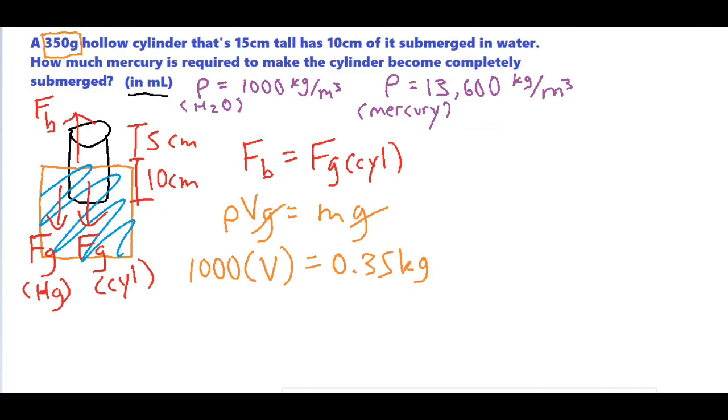Now, I can't really go too much farther. So what I'll do is a little substitution and substitute in the area times the height for our volume. And then now we have 1,000 times the area, and then times our height. Our height that's submerged is 10 centimeters. So I'm going to go ahead and divide that by 100 and call that 0.1 meters, so that we're all in our standard units of kilograms and meters.